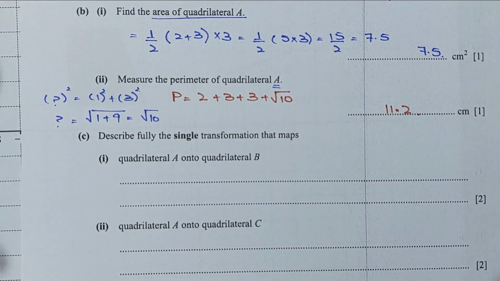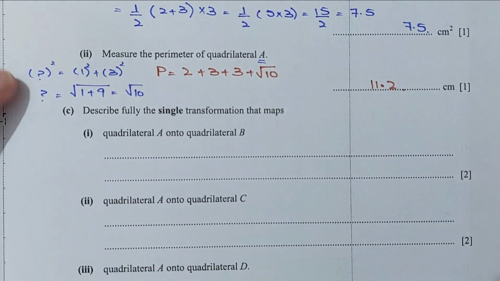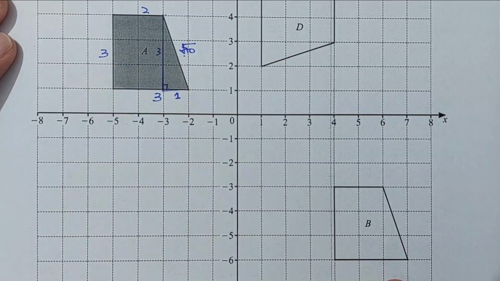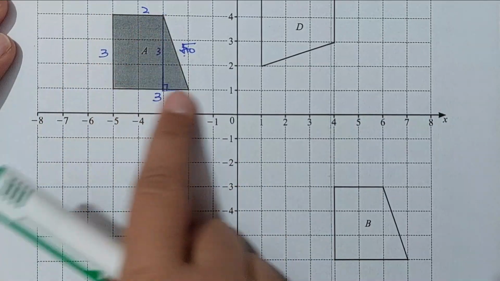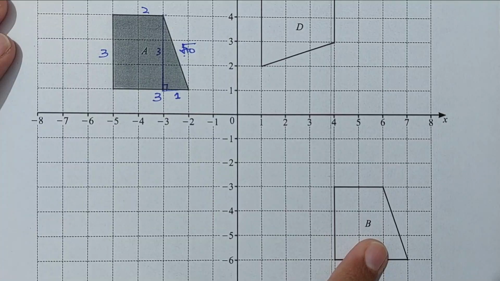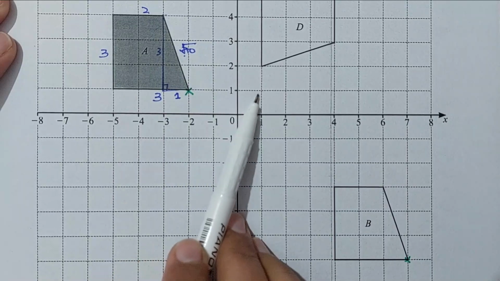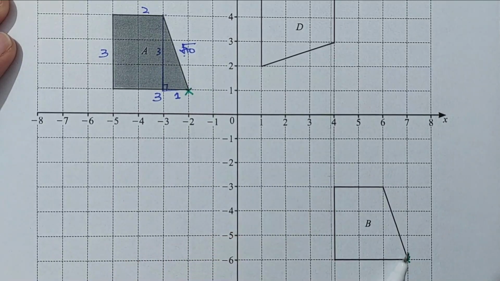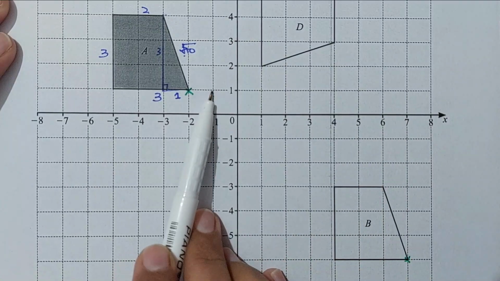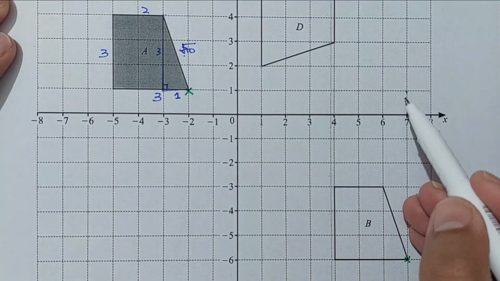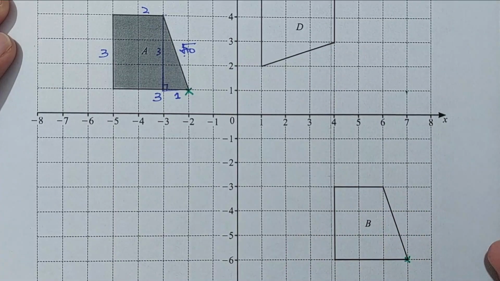Now for part C, number 1, describe fully the single transformation that maps quadrilateral A onto quadrilateral B. A onto B. Look at A and look at B. Here is A and here is B. Okay, the shape stays the same. It's a translation, right? So fix this vertex and this vertex. Find out how much it is translated. So we have to move 1, 2, 3, 4, 5, 6 till this point. Okay, 1, 2, 3, 4, 5, 6, 7, 8, and 9. 9 units to the right. We are moving 9 units to the right.